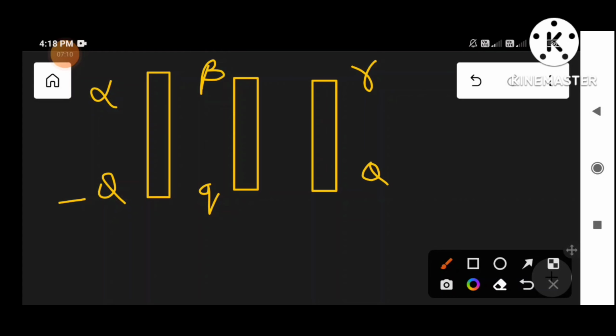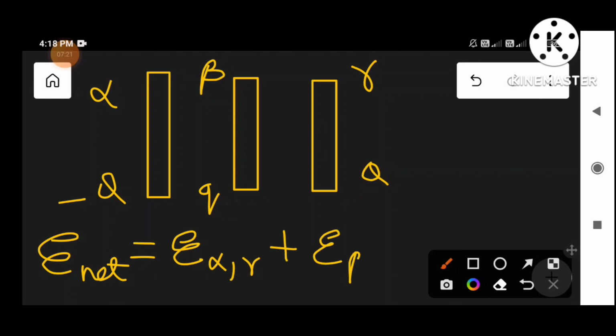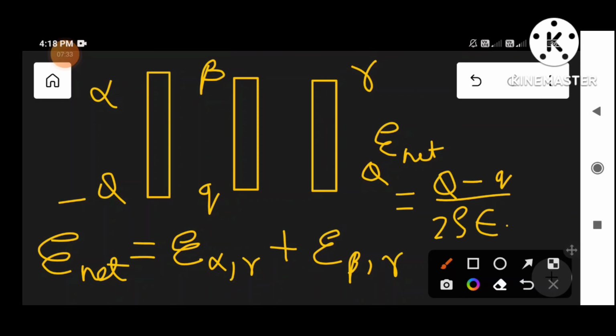What I wanted to say here is that this is having some charge q, so the net electric field E net is E alpha gamma plus E beta gamma. So how much is the E net? We can write it like this: (Q minus small q) by 2 epsilon naught times, we are writing a vector equation, so we must mention the unit vector, which will specify the direction of our electric field vector.